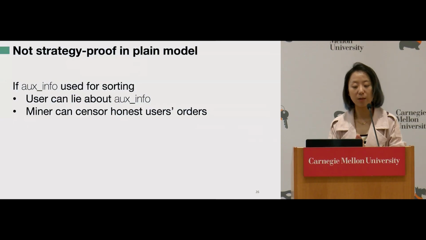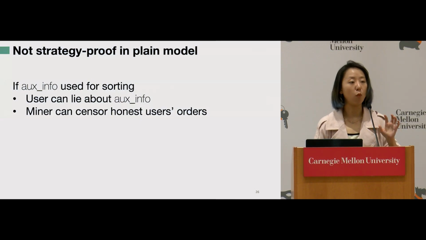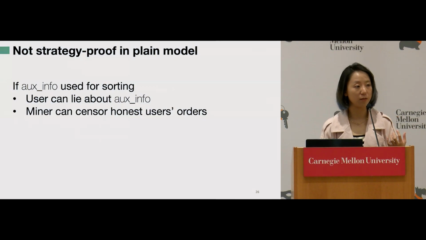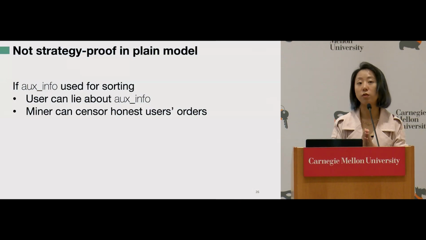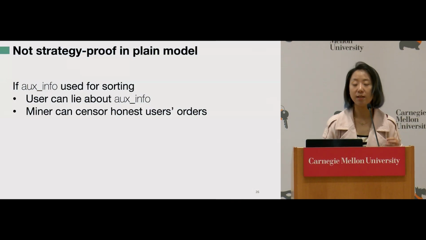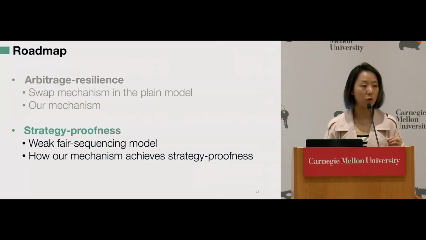So this mechanism does not achieve strategy proofness in the plain model, but it does give us some intuition of what we need to achieve strategy proofness. We want it to be the case that users cannot appear earlier compared to the honest case. And this is exactly the guarantee provided by this weak fair sequencing model.